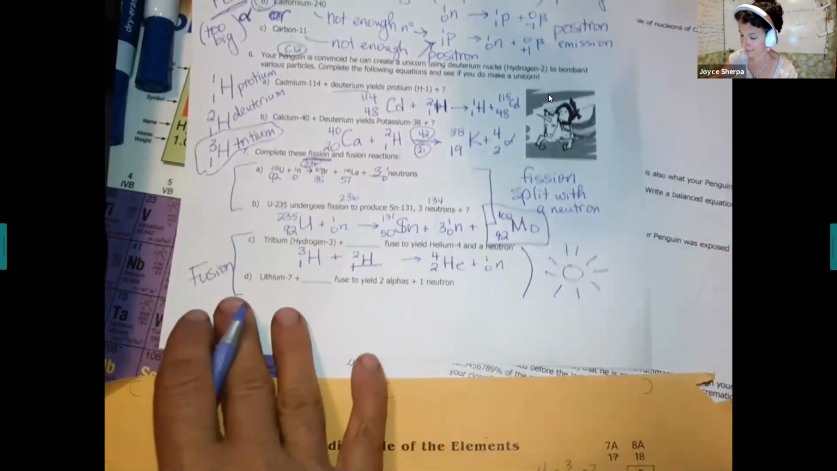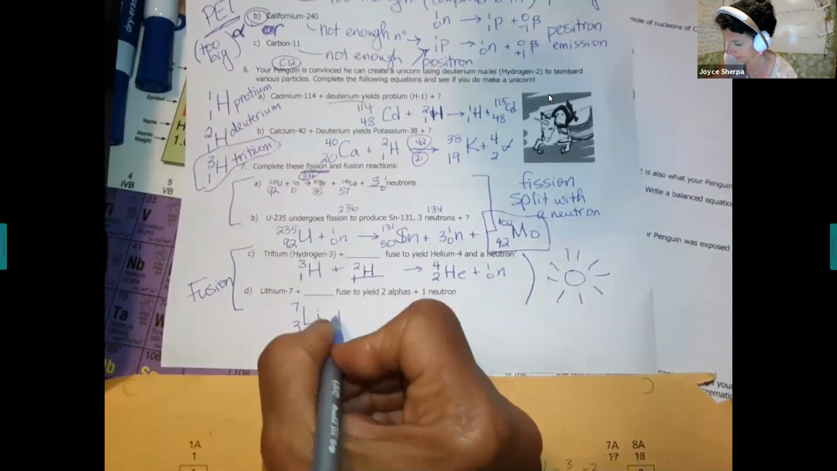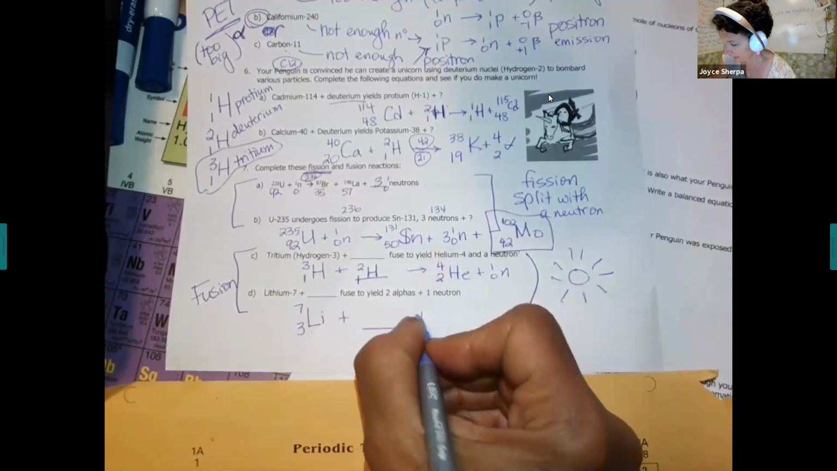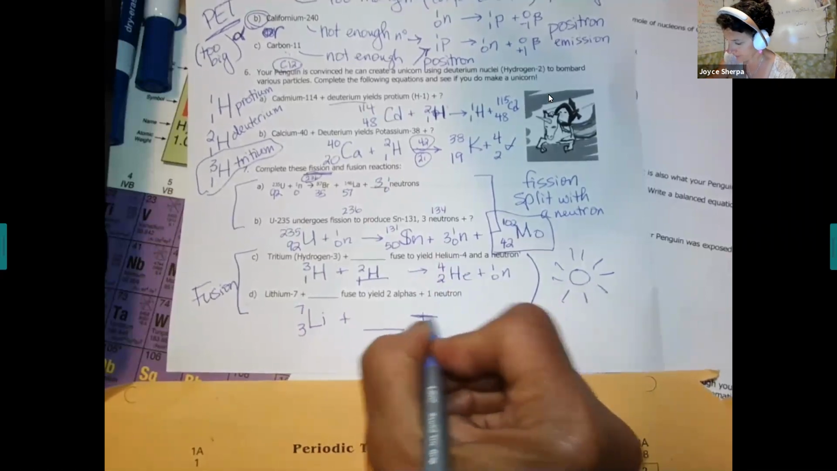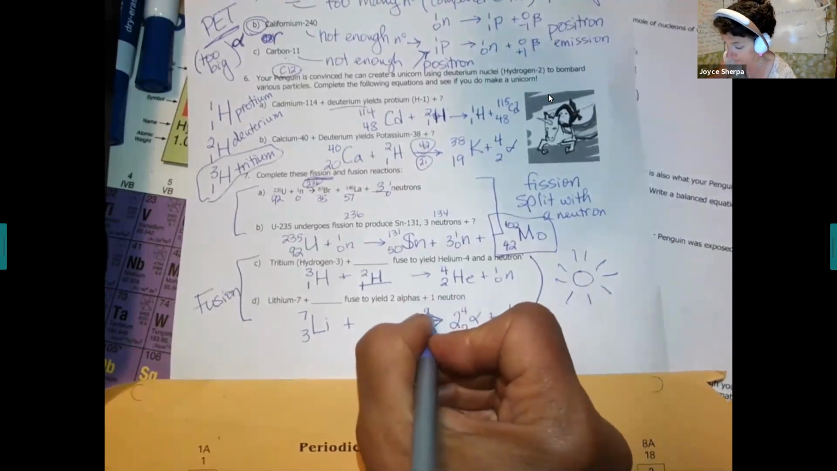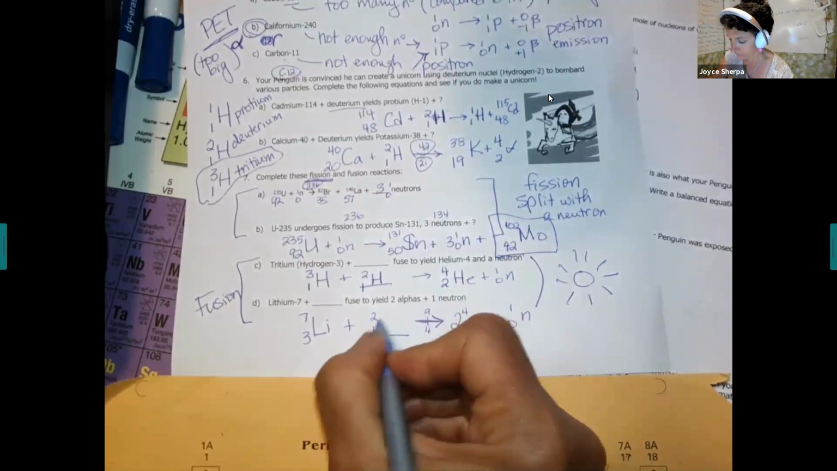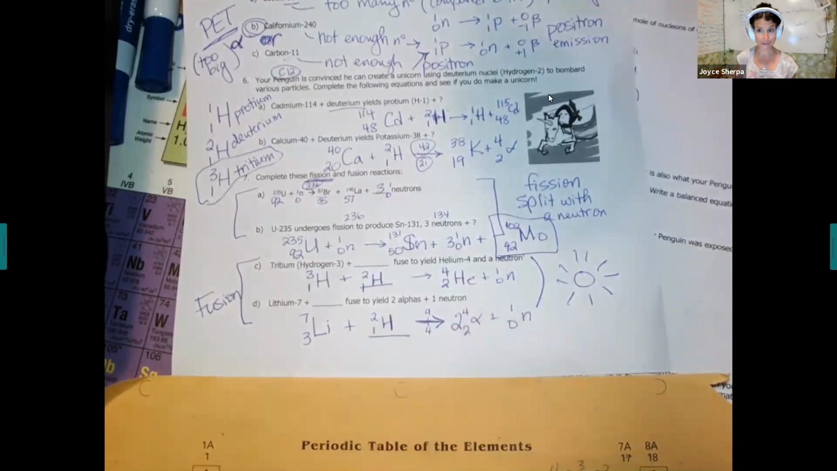So lithium is number 3, and we end up with 2 alpha particles and a neutron. So our total needs to be 8, 9. So we're missing a 2 on top and a 1. So again, deuterium. Deuterium showed up a lot on this page. Oh, I know what I was going to say.